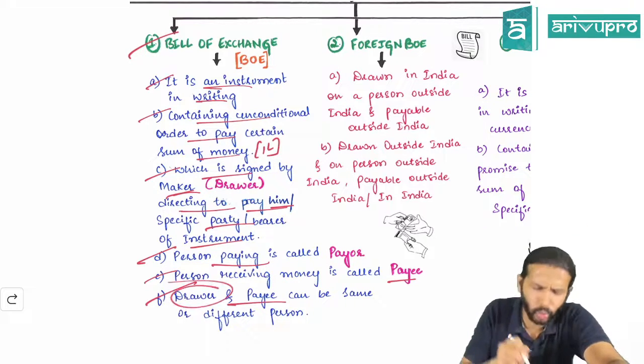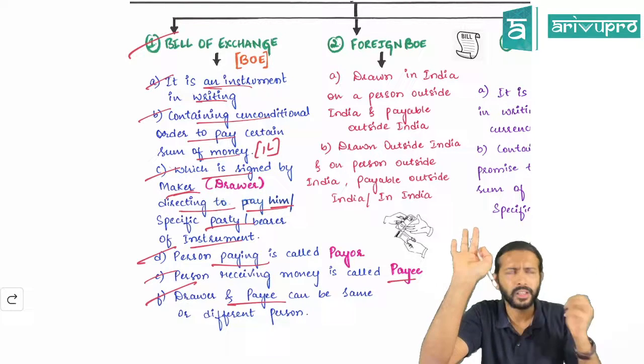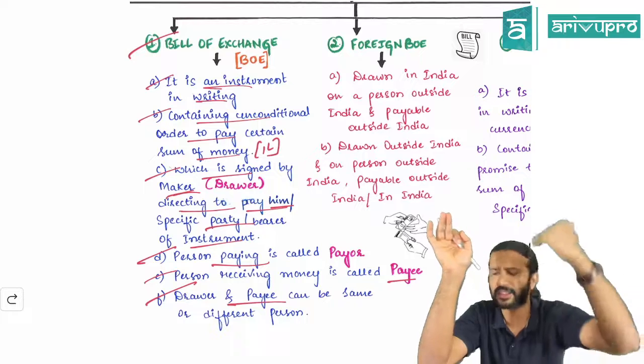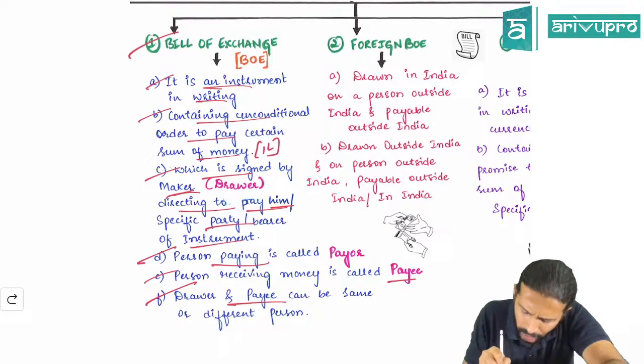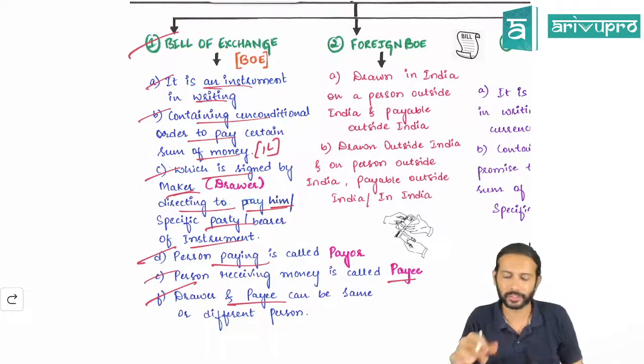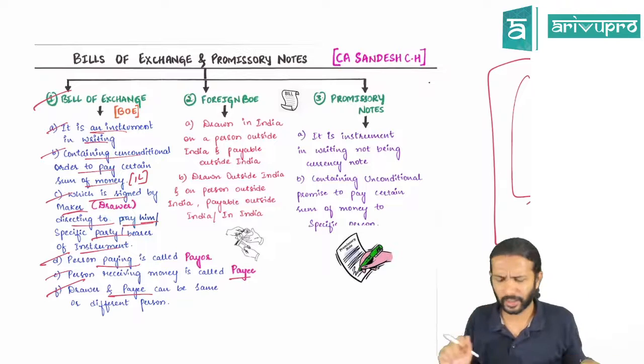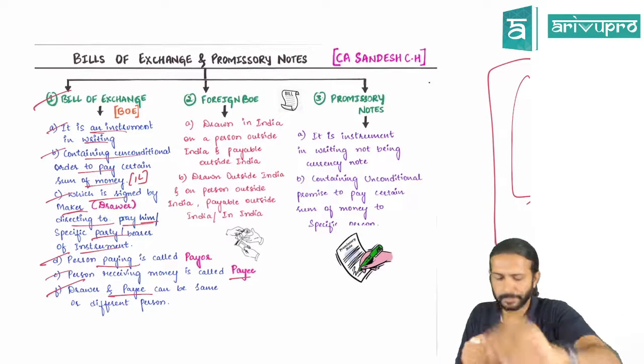If A Limited is holding that letter, he will get that money. If somebody else is holding that letter, then somebody else will get the money. That's what we mean by drawer and payee can be the same person or a different person. Not that important, just discussing with you. Right, everyone? So far good?